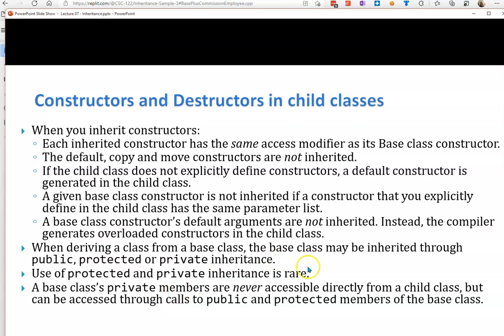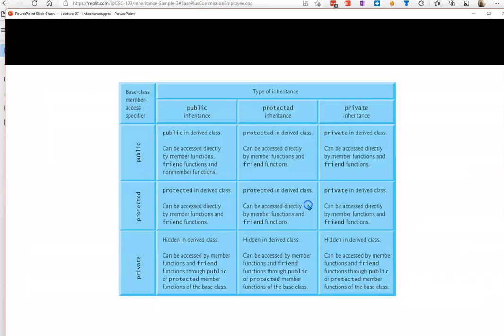When deriving a class from a base class, the base class may be inherited through public, protected, or private inheritance. Protected and private inheritance is rarely used because in that case you probably shouldn't be using inheritance. A base class's private members are never accessible directly from a child class, but can be accessed through calls to public and protected members of the base class.